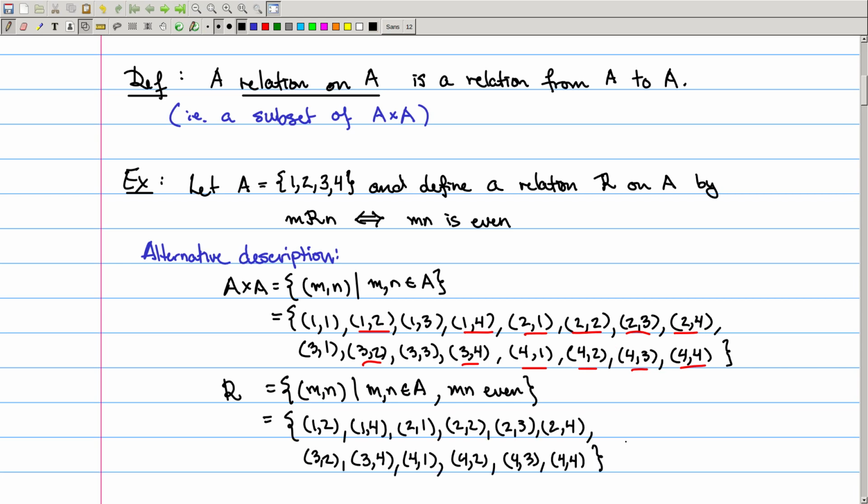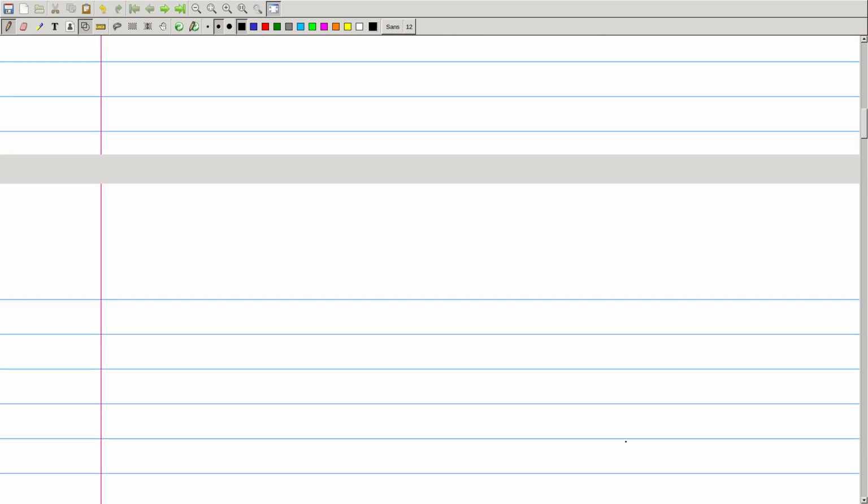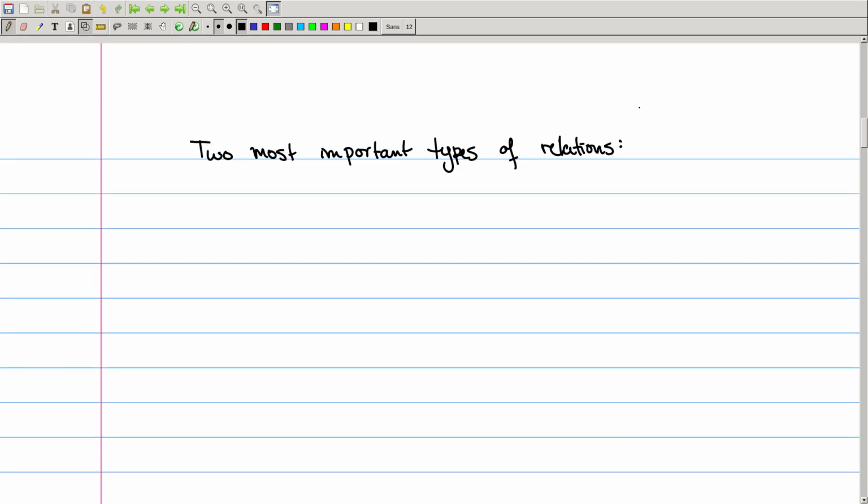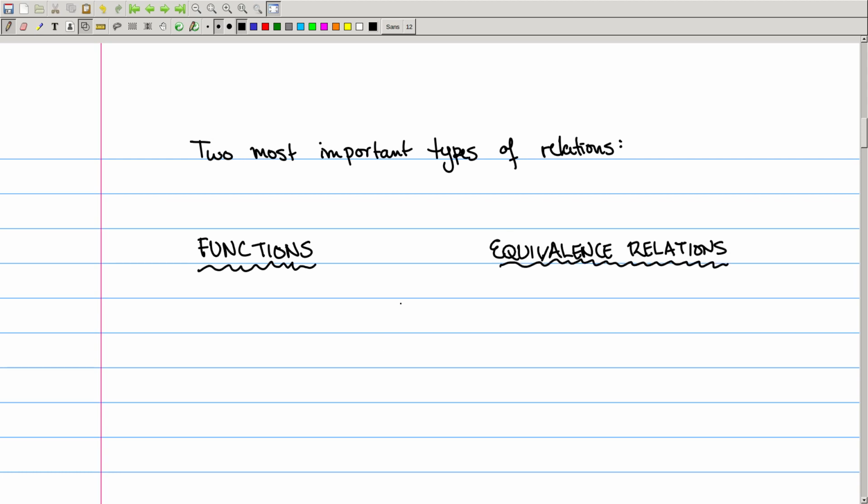Cartesian product. So we've seen a couple different ways to express a relation. Now relations fall into two really important subtypes. That is not to say that all relations are of one of these two types, but these are just the two most important. The first are functions, and the second are equivalence relations.